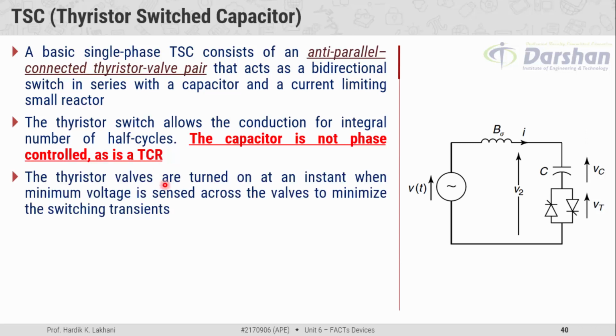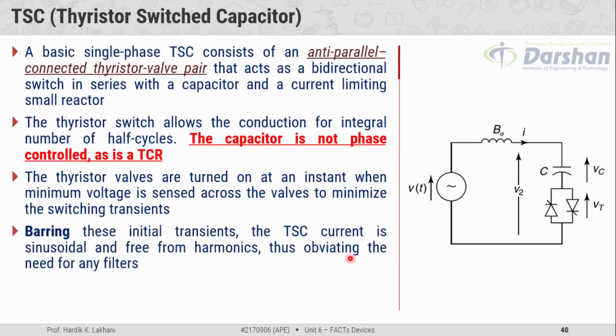The thyristor valves are turned on at an instant when the minimum voltage is sensed across the valves to minimize the switching transients, which can be considered as zero voltage switching. So to minimize the switching transients, it is better to operate the valves when the minimum voltage is sensed across the switching elements. Barring these initial transients, the TSC current is sinusoidal and free from harmonics, thus obviating the need for any filters.